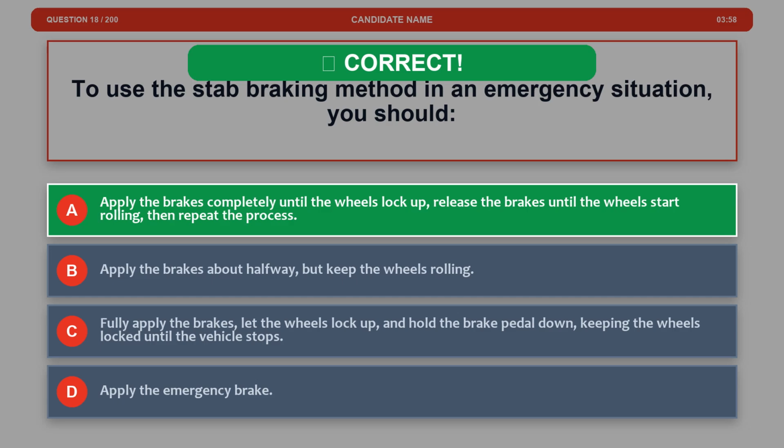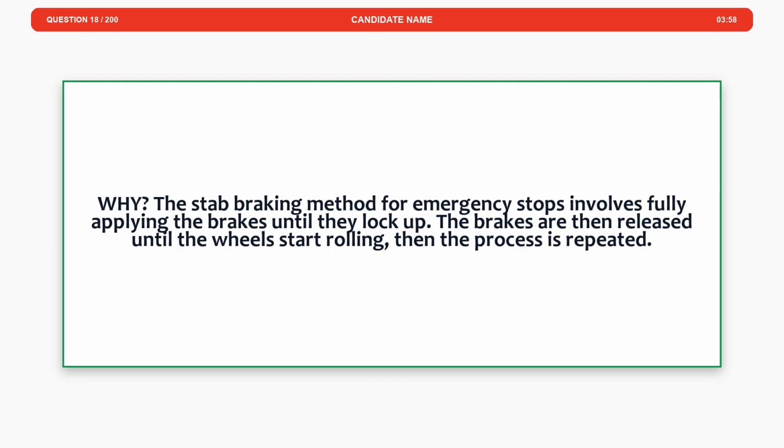The correct answer is option A. Apply the brakes completely until the wheels lock up, release the brakes until the wheels start rolling, then repeat the process. Explanation. The stab braking method for emergency stops involves fully applying the brakes until they lock up. The brakes are then released until the wheels start rolling, then the process is repeated.